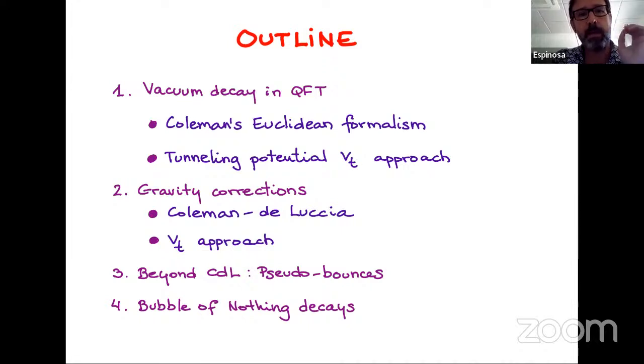All right, so this formalism is particularly useful when you include gravitational corrections. So in the second part, I will discuss those, first reminding you how this is done in the Coleman-de Luccia way, and then how this works out using this new approach. And then I will go beyond Coleman-de Luccia. I will talk about two particular things beyond. One is pseudo-bounces. I will tell you what these are. And then, if time allows, some things about bubble of nothing decays.